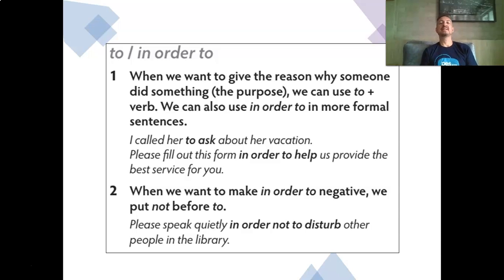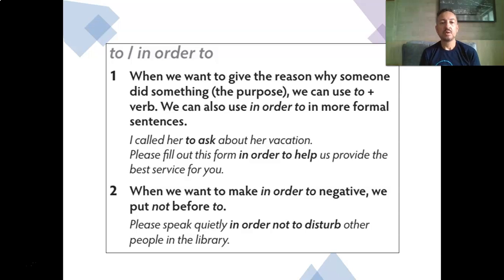So let's see the grammar explanation. When we want to give the reason why someone did something, the purpose, we can use to plus the verb. We can also use in order to in more formal sentences. Let's take a look at these examples. I called her to ask about her vacation. So this is the purpose why I asked her. Please fill out this form in order to help us provide the best service for you. So that is the reason why I want you to fill out that form.